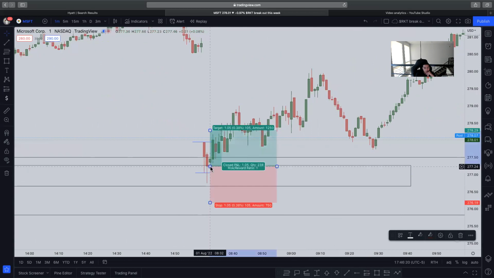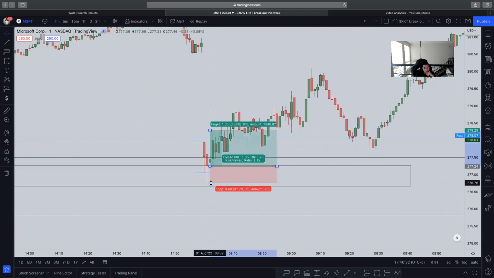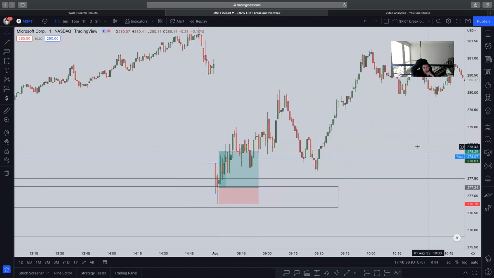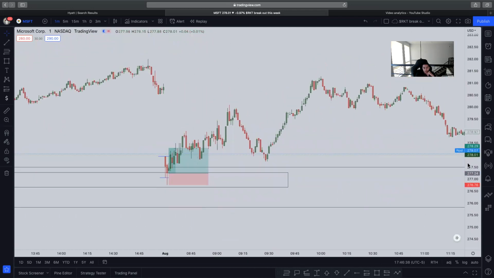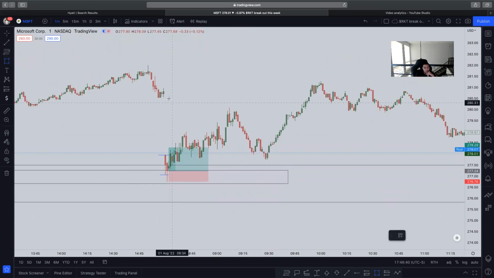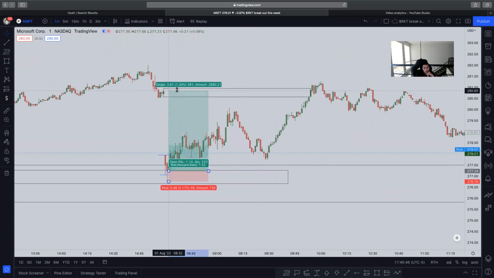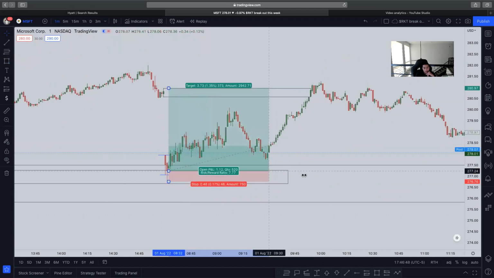And this was my stop loss. So entry, stop loss. And then when it comes to the target, I'm looking to target this imbalance right here. And that's how you trade.